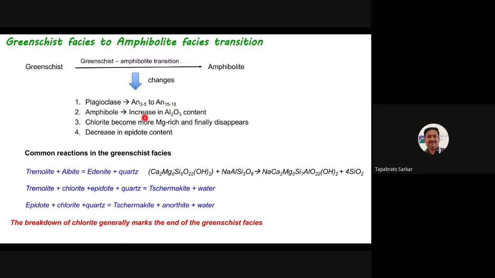In the amphibole, there is an increase in the Al2O3 content, which is also pretty significant. The chlorite becomes more magnesium rich and finally disappears. So moving into the amphibolite facies is marked by the disappearance of chlorite. Within the greenschist, the chlorite becomes more and more magnesium rich, as we discussed, and then it finally disappears to form amphibole.